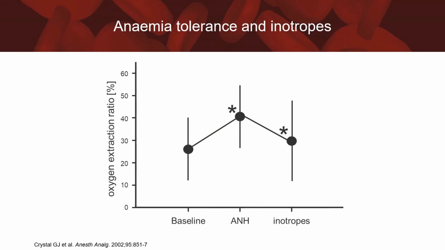You can use inotropes with the aim to decrease oxygen extraction ratio, and as you can see here, after acute normovolemic hemodilution to a low hemoglobin concentration and the application of inotropes, the oxygen extraction ratio goes back to the initial value, indicating that inotropes are suitable for increasing anemia tolerance.